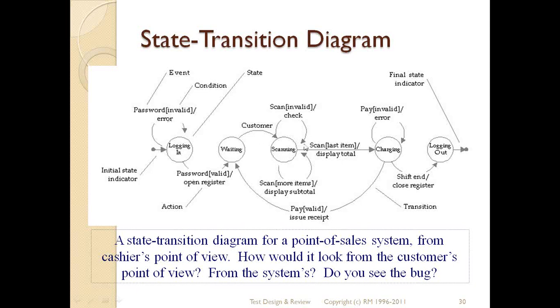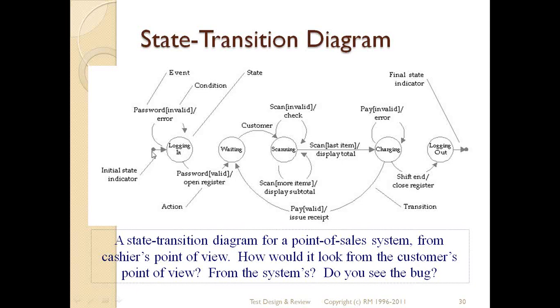When a customer comes, the scanning starts happening, and the system goes into the scanning state. If the scan is invalid, the system asks the user to check it. If there are more items to be scanned, the system displays a subtotal. When the last item is scanned, the system goes into the charging state. If charging is valid, it issues a receipt and starts waiting for the next customer. If pay is invalid, error. At the end of the day, you close it, log out, and that's it.